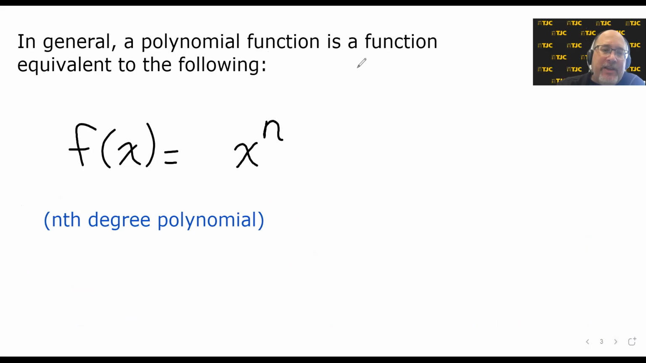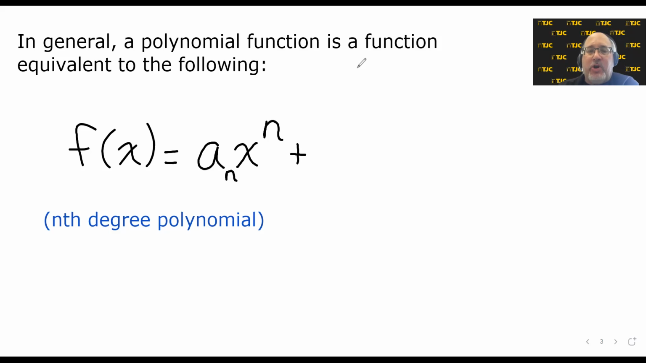Well, the answer is we're going to start with a, but not just any old a. We're going to put a subscript on it. Let me write that a little bit differently. We're going to put a subscript that matches the exponent on the x. So we'll say a_n, meaning the coefficient of x to the nth power.